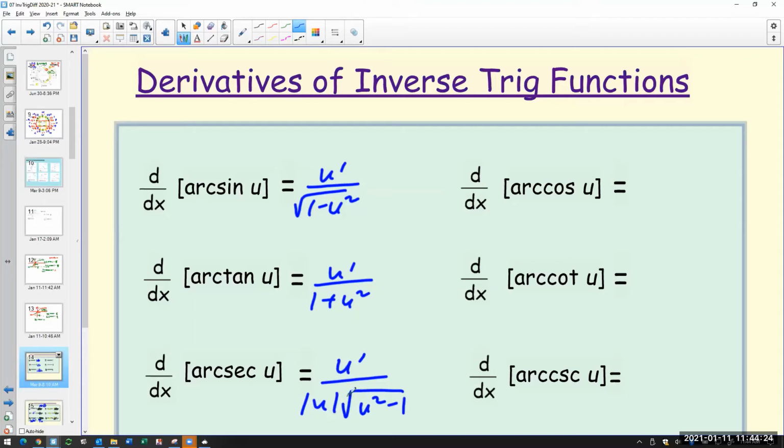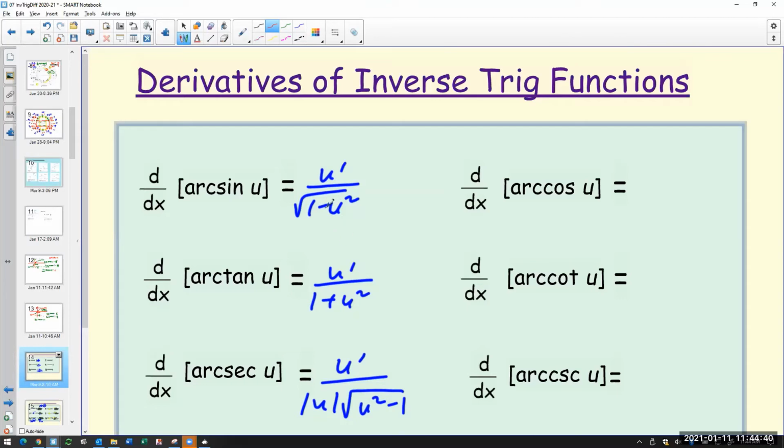Okay, I want to show you something. There's a little bit of a pattern. You're going to have to memorize these. But I want to show you there's a little bit of a pattern. First of all, do you see that this is 1 minus u squared, and this is 1 plus u squared, and this is u squared minus 1? Do you guys see that?